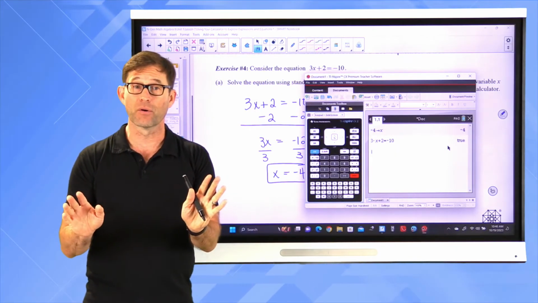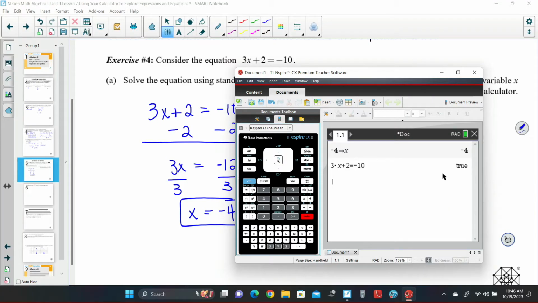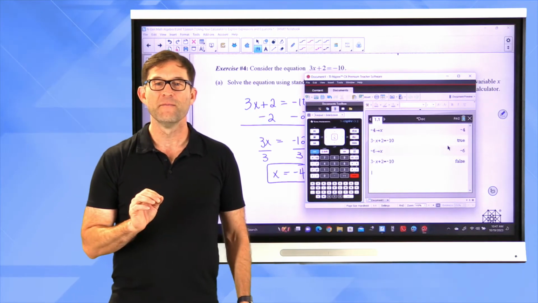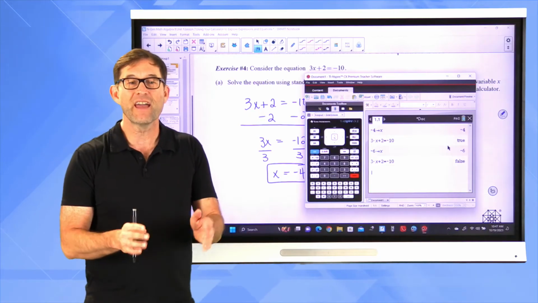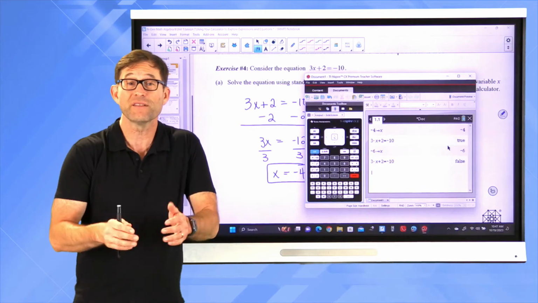And just for a counterpoint, let's say I did something like this. Let's say I made a mistake and I thought that the answer was x equals negative 6, and now it's angry at me. There we go. So let's say I had that and I typed in the exact same equation, 3x plus 2 equals negative 10. And I hit enter. It says false, and it says false because negative 6 doesn't make the left-hand side equal to the right-hand side. So it's not a solution.